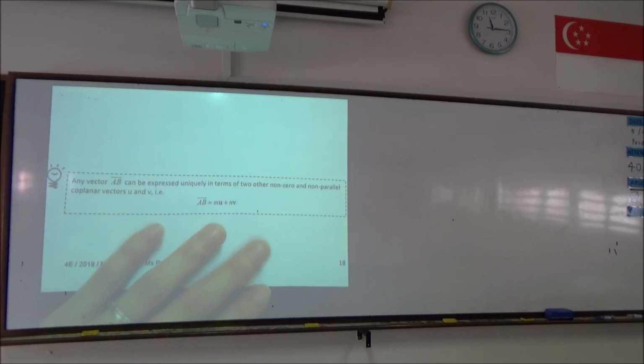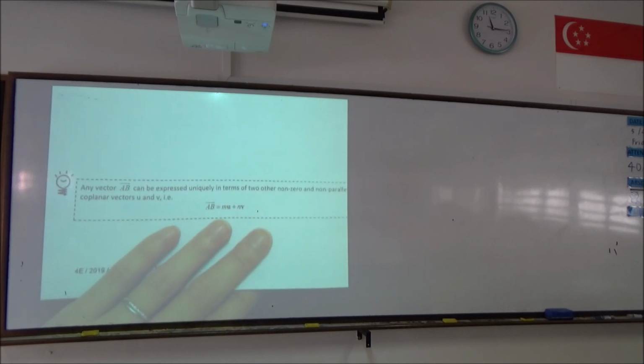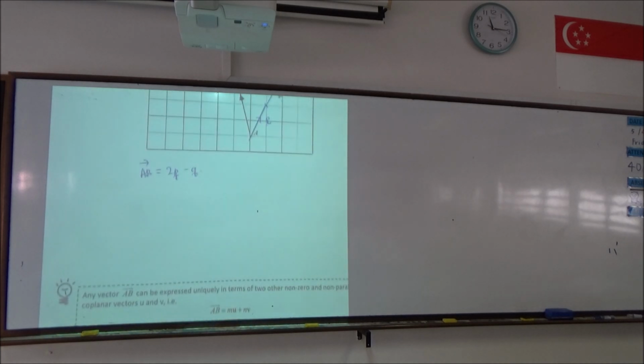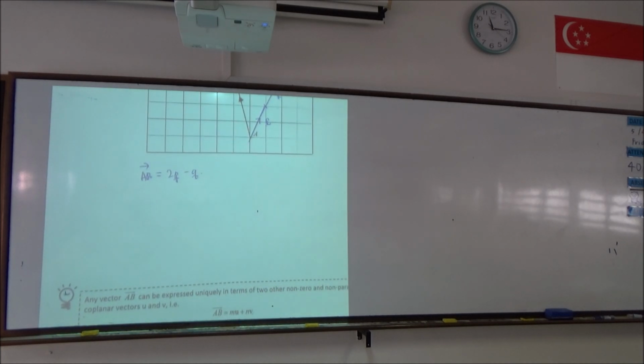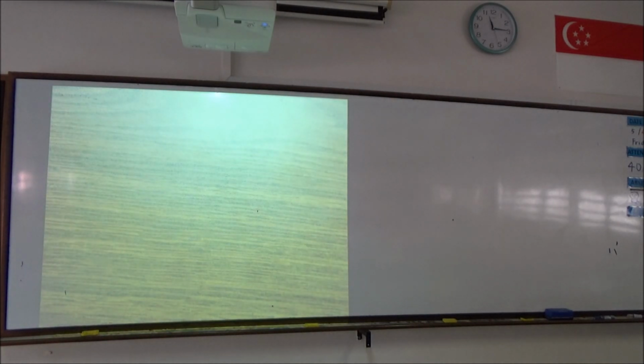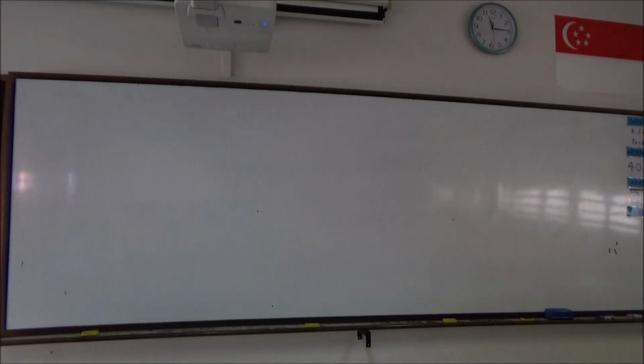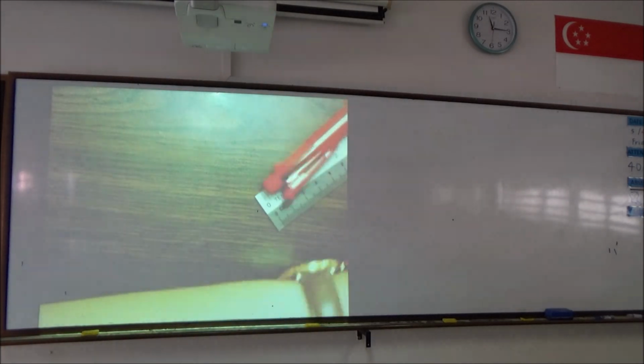So is the answer 2P minus Q? Yeah, 2P minus Q. Okay, so that's 5.5, that's done. There's really nothing much. We are going to the important parts already.